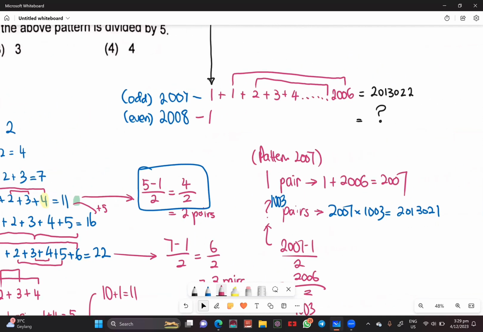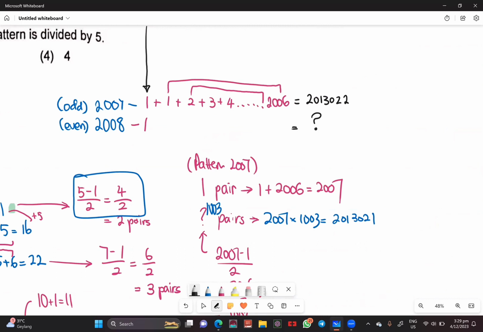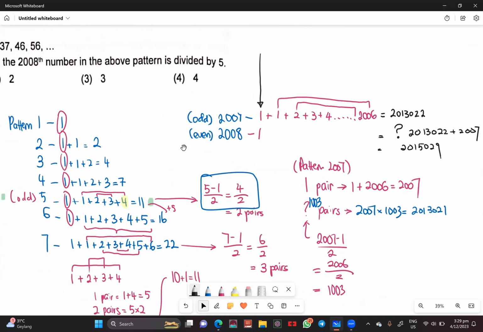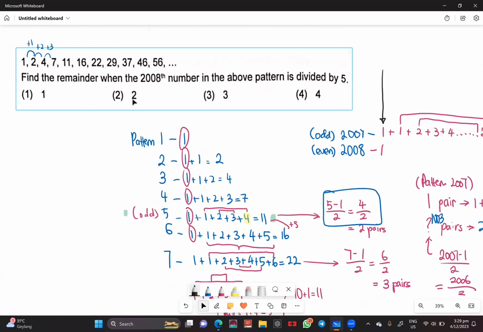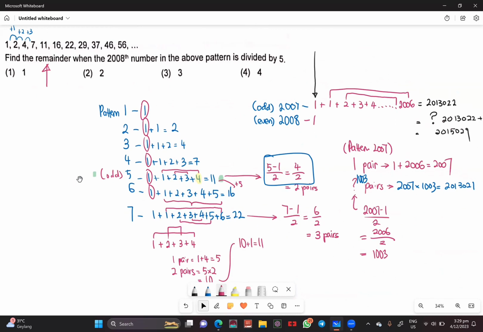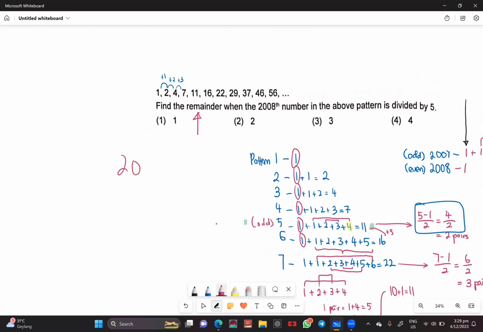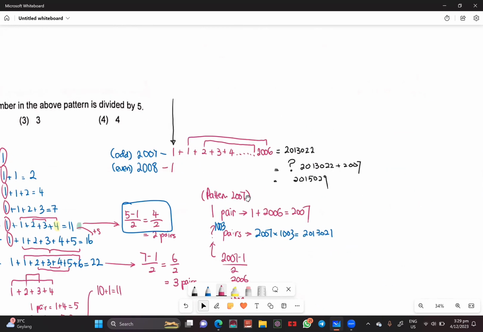So pattern 2008 will then be 2013022 plus 2007. When I do 2013022 plus 2007, we get to an answer of 2015029. Okay, so this is the total for pattern 2008. Now the question is asking us for the remainder. The keyword is the remainder. So let's go to this number, 2015029. We want the remainder when it is divided by 5.